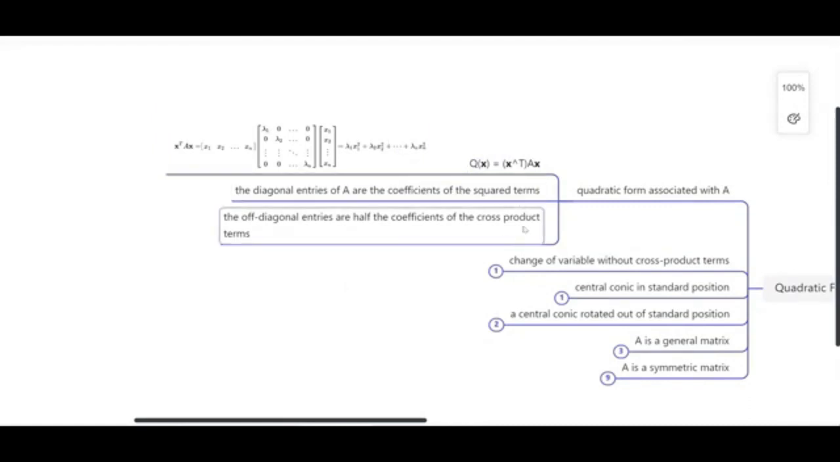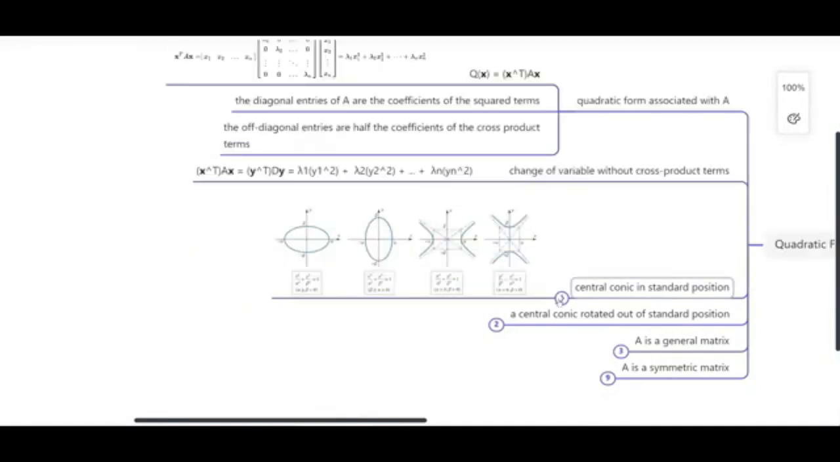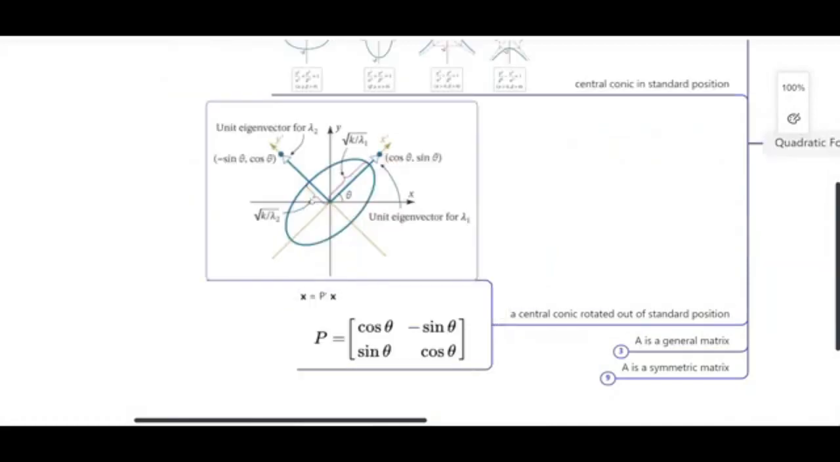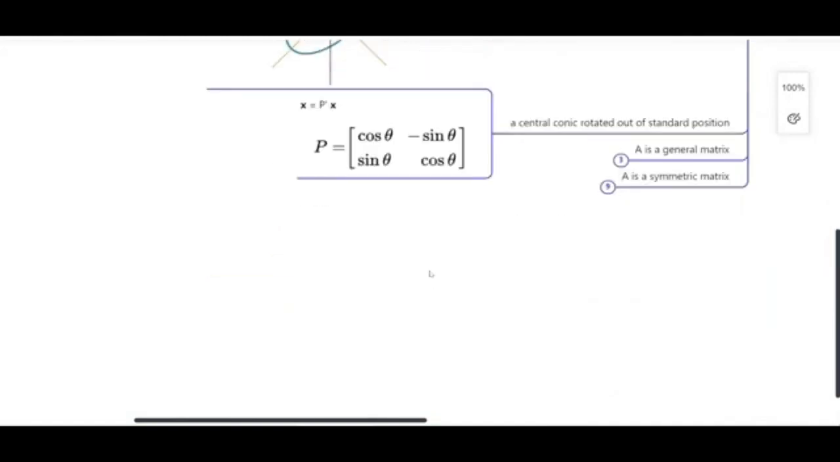If there exists the cross product term, the off-diagonal entries are half the coefficients of it. An appropriate orthogonal change of variable can be made in a quadratic form to eliminate its cross product terms. This is the central conic in standard position, and this is a central conic rotated out of standard position. P is the transition matrix, and we can get the rotate angle by calculating P.